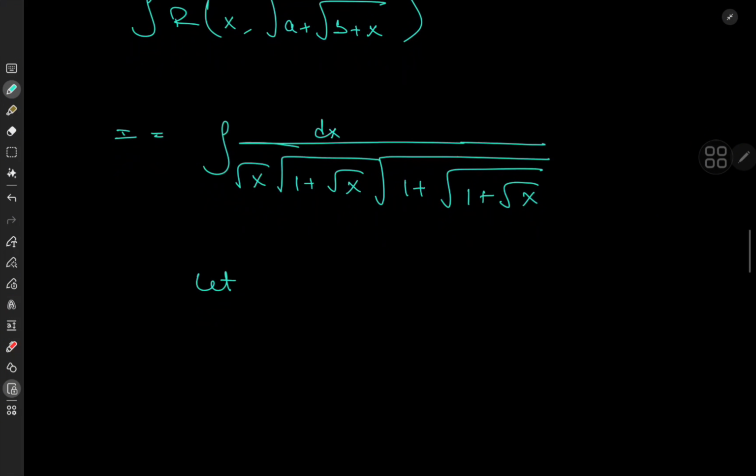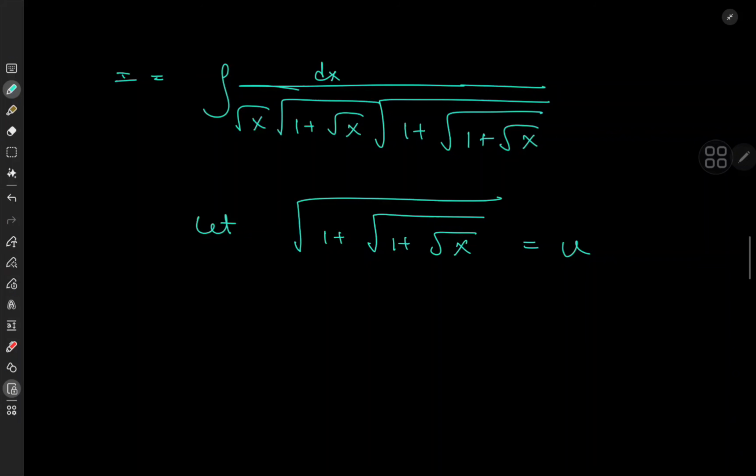So we're going to let the root, oh dear me, that's a big root, of 1 plus root of 1 plus root of x. Say it with me now. 1 plus root of 1 plus root of x. And one more. Okay, I think that's quite enough for today.